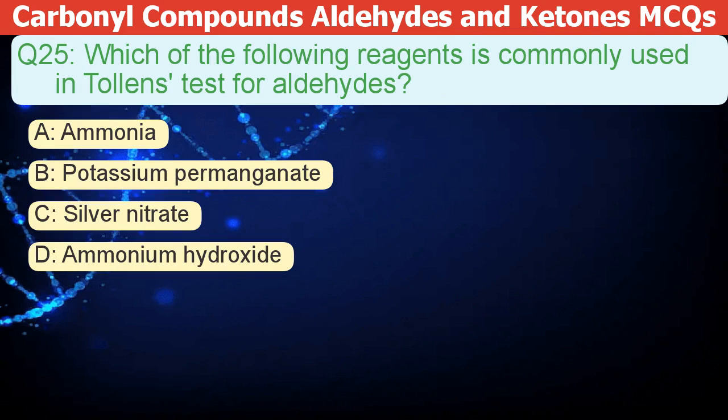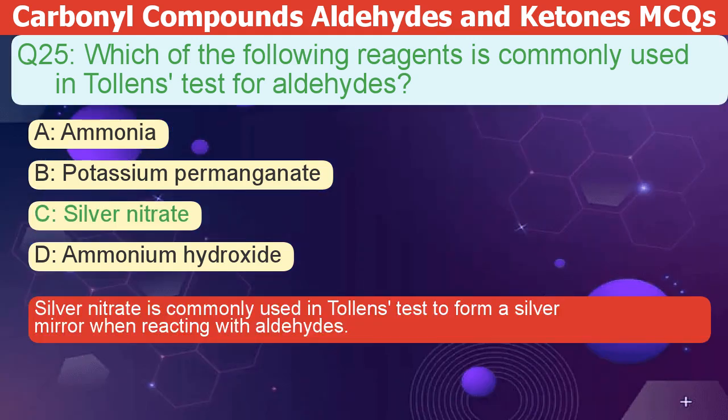Which of the following reagents is commonly used in Tollens test for aldehydes? A. Ammonia. B. Potassium permanganate. C. Silver nitrate. D. Ammonium hydroxide. The correct answer is C. Silver nitrate is commonly used in Tollens test to form a silver mirror when reacting with aldehydes.